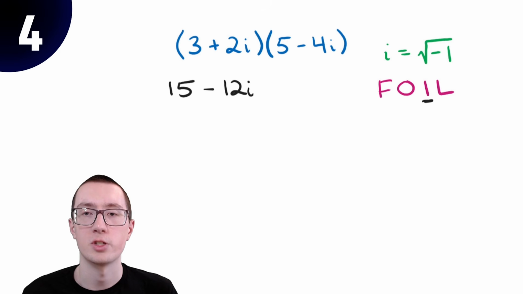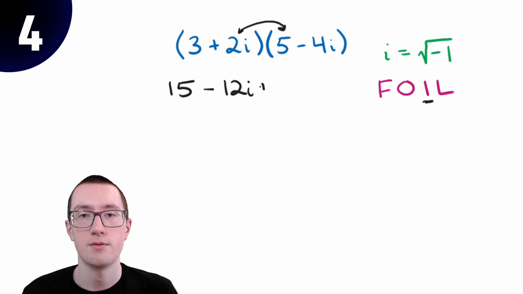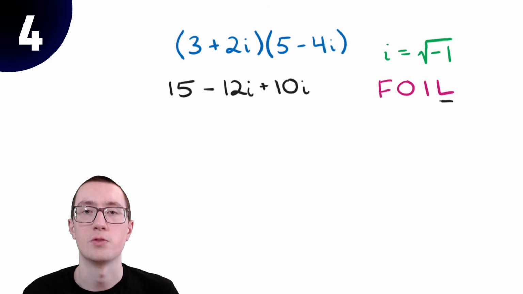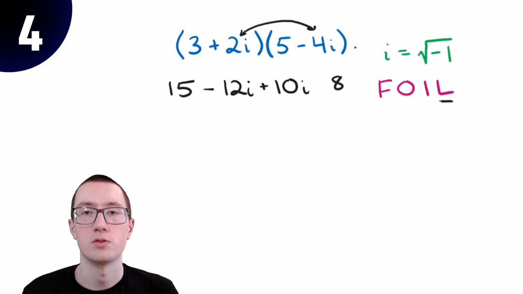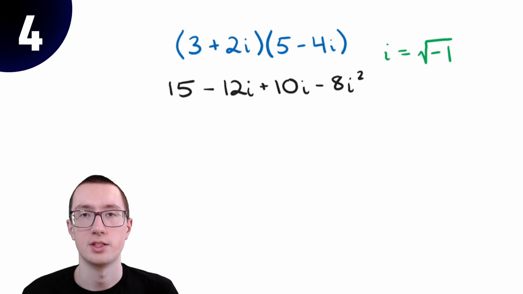Then we need to do I, which stands for inner. So we multiply the inner parts here. So 2i times 5, 2 times 5 is 10. And then the i stays. And then finally, we need to do L, which stands for last. So we multiply the last parts. So 2 times 4 is 8. And then we have two i's, so that makes i squared. And then we have one minus sign, so the minus sign stays. And now we just need to simplify this down.